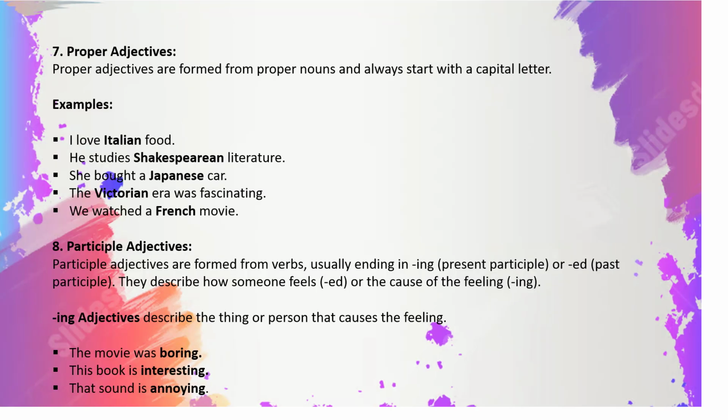The seventh type of adjective is proper adjective. Proper adjectives are basically words that refer to a proper noun and always start with a capital letter. For example, I love Italian food. Italian is basically derived from the word Italy, or it basically refers to the state. He studies Shakespearean literature. Shakespearean refers to the person who belongs to the proper noun Shakespeare.